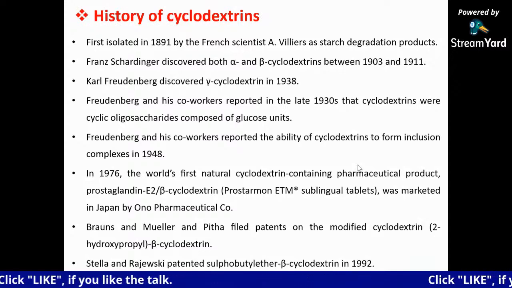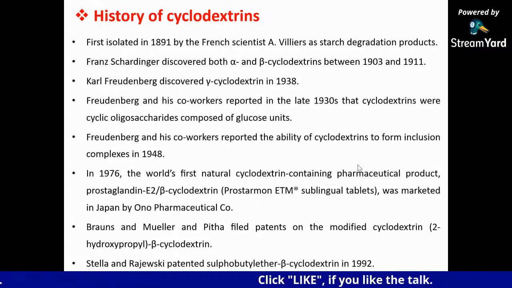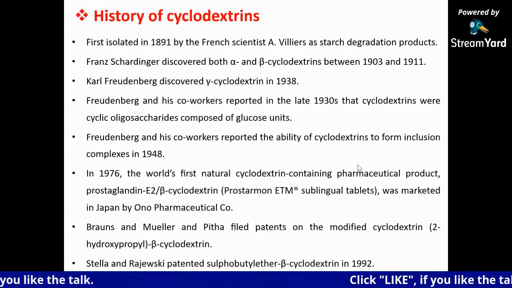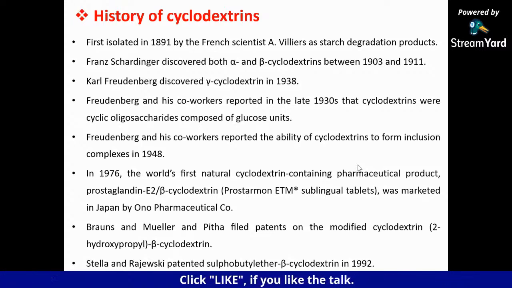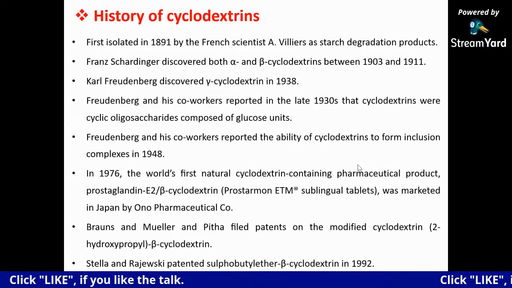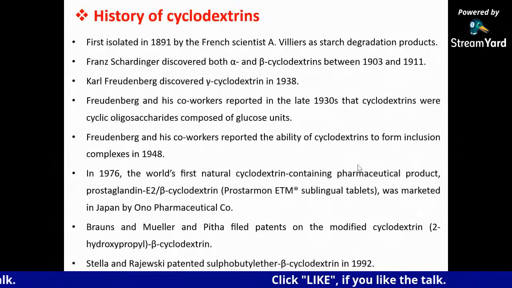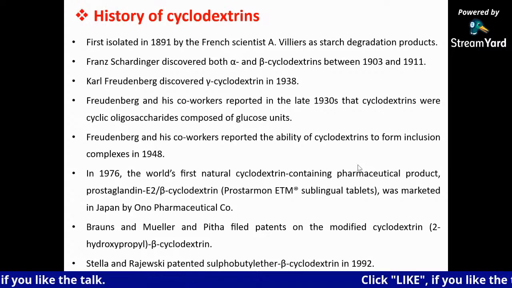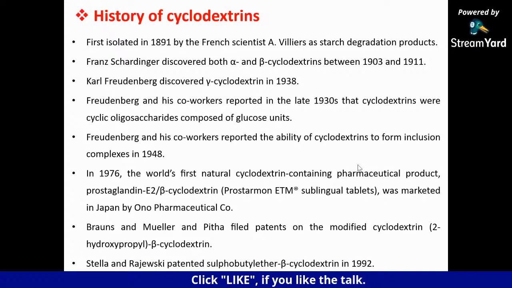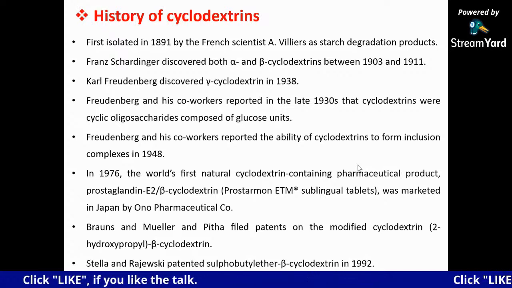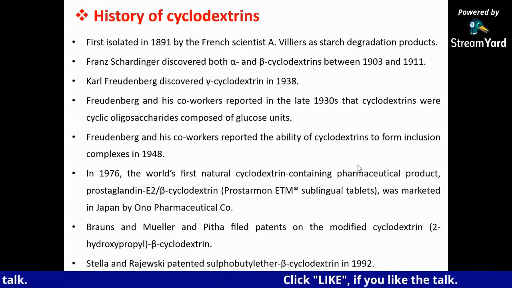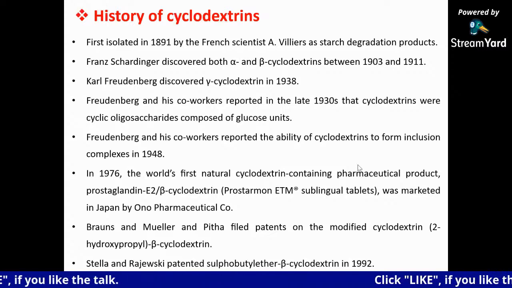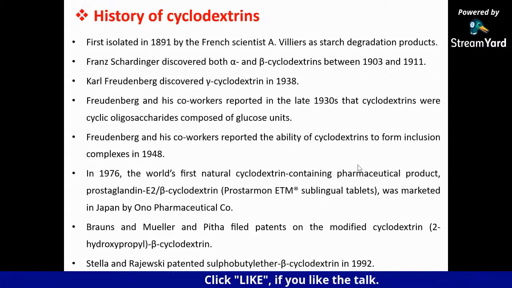In the earlier slide, I was mentioning the definition of cyclodextrins. They are cyclic oligosaccharides composed of glucose units. And later, Freudenberg and the same team reported the ability of cyclodextrins to form inclusion complexes in 1948. So friends, 1903, 1911, later 1938, and finally in 1948, these great scientists reported the ability of cyclodextrins to form inclusion complexes. And later in 1976, the world's first natural cyclodextrin-containing product, the complex of prostaglandin E2 and beta cyclodextrin, available as Prostarmon E sublingual tablets, was marketed in Japan by Ono Pharmaceuticals.